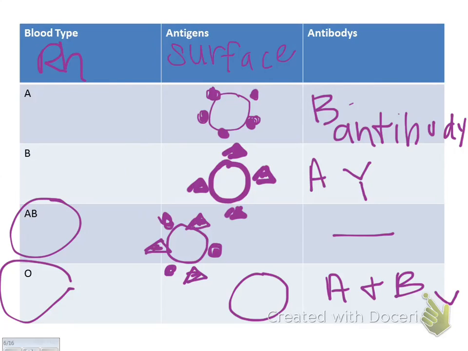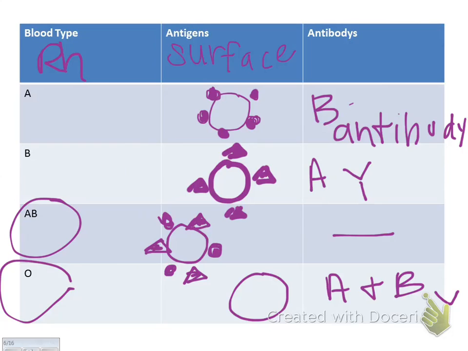R is a big R and a little H factor. So instead of saying you have A, R, H or just regular A, they say A positive or A negative. So if you've got the Rh protein, it's positive. If you don't have the Rh protein, it's negative.